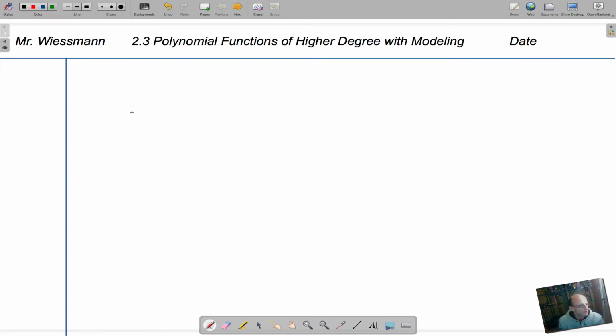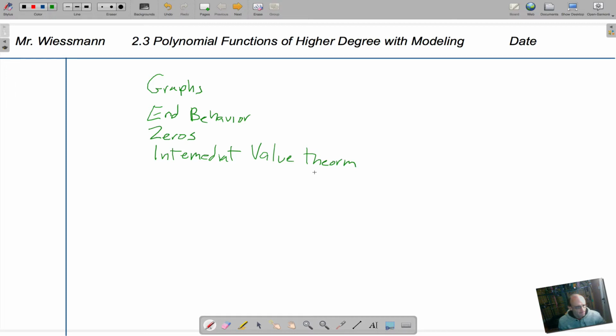Hello class, today we are going to learn about polynomial functions of higher degree with modeling. We will learn about graphing polynomial functions and behavior of polynomial functions, zeros of polynomial functions, and the intermediate value theorem, among other things.